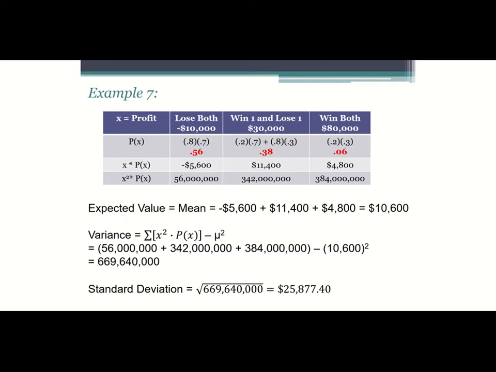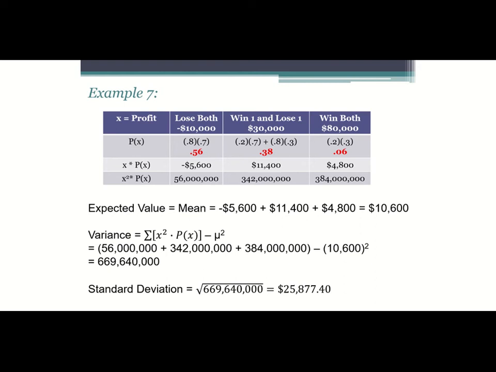Variance we don't really like because now we're dealing with squared units. We're working with dollars squared, which doesn't really make sense. Okay, but for variance, again, it's x squared times p of x. So it's the negative $10,000 squared times 0.56. So we start to see some really huge numbers here. 30,000 squared times 0.38, 80,000 squared times 0.06 gives us huge numbers in the hundreds of millions. Once we add all these up, we're subtracting the mean squared, 10,600 squared, and that gives us a variance of 669,640,000. That's in square dollars.